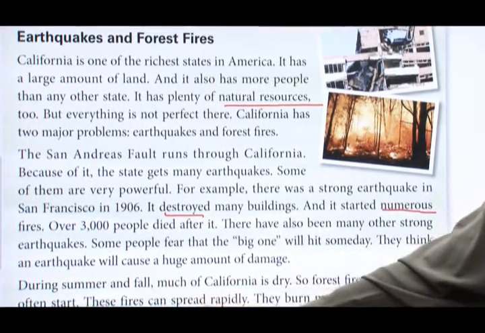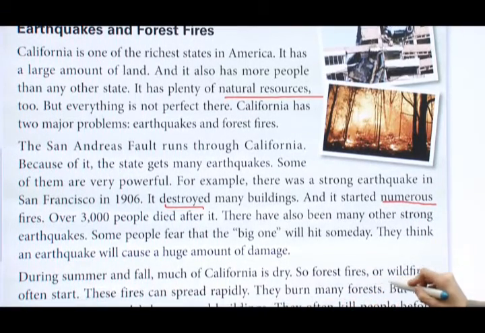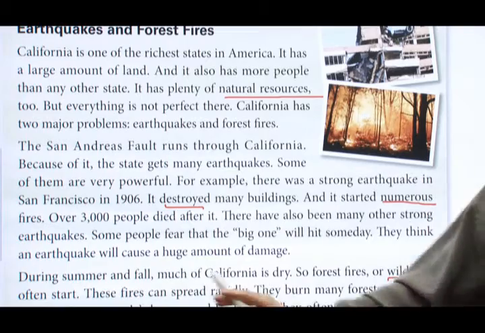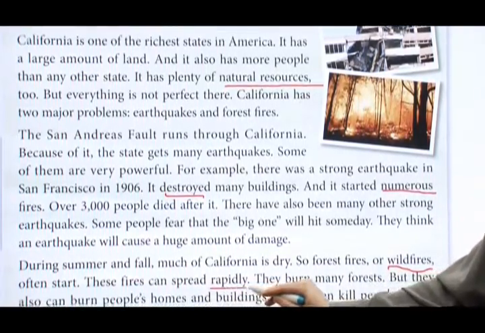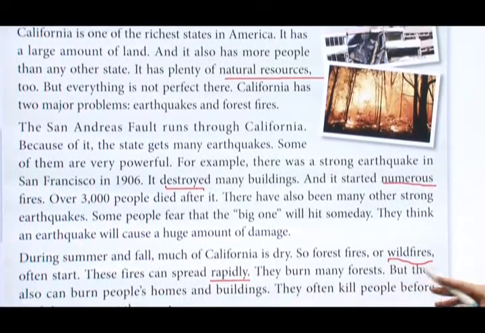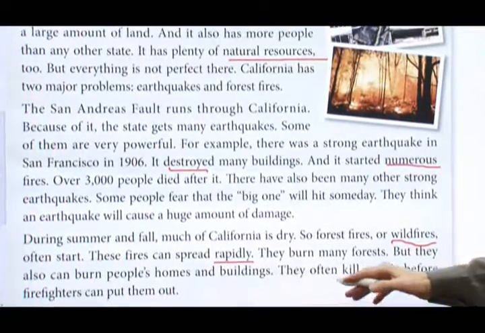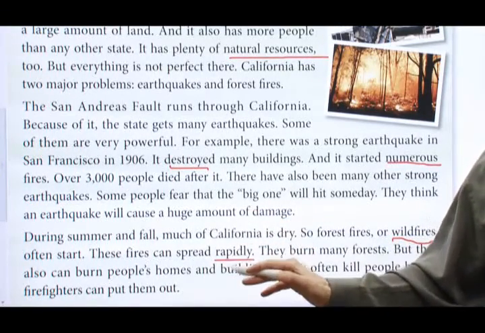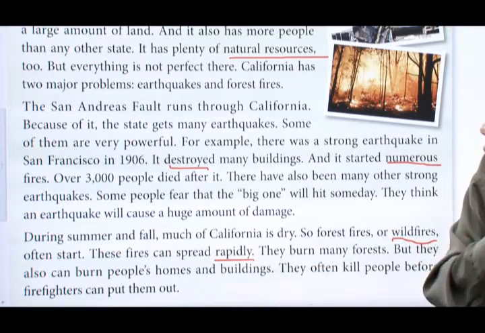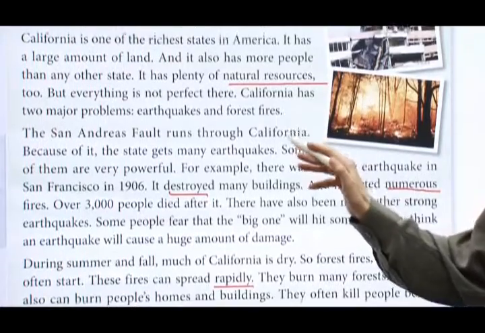During summer and fall, much of California is dry, so forest fires or wildfires often start. These fires can spread rapidly. They burn many forests, but they can also burn people's homes and buildings. They often kill people before firefighters can put them out. Now, all right, how was that? Was that pretty good? Now, before we finish, let's look at some of the words.